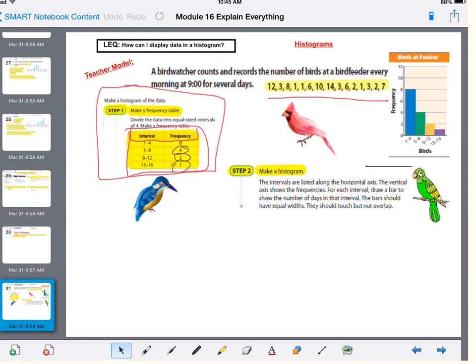When we make the histogram, we want to make sure that the intervals are listed on your x-axis, and your frequency is always on your y-axis. We talked about how the bars have equal widths. One is not a skinny little bar, and the other one a fat bar. And they should touch your bars, but not overlap. And here we represent all the information that was on the table. 1 to 4 birds 8 times, 5 to 8 birds 4 times, 9 to 12 birds 2 times, and 13 to 16 1 time.